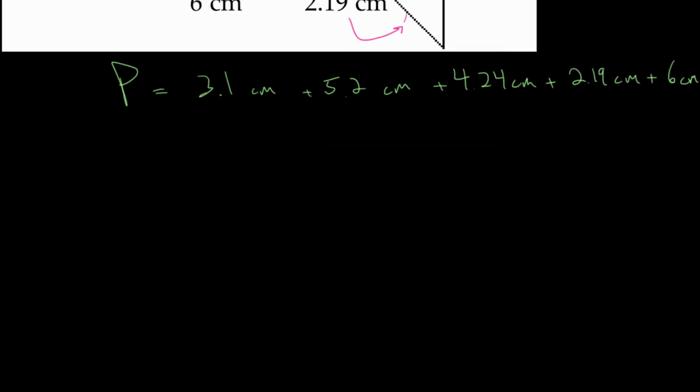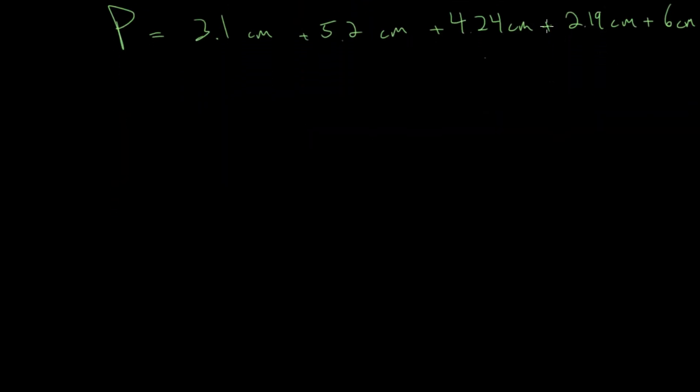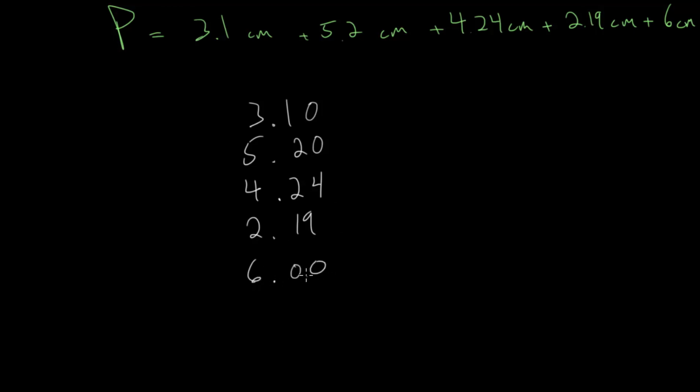So let me make some space and we can add these up. And with adding these, you could use a calculator, or if we want to do it by hand just to practice our decimal arithmetic, we can write all of this out in a column. We can do 3.1, 5.2, we're just matching up the decimals when we add these. 4.24, and we can put some zeros here just as placeholders that there's nothing in the hundredths place for these numbers. Then we have 2.19, and we have 6, and I will add 2 zeros to signify we have nothing in the tenths or the hundredths place.